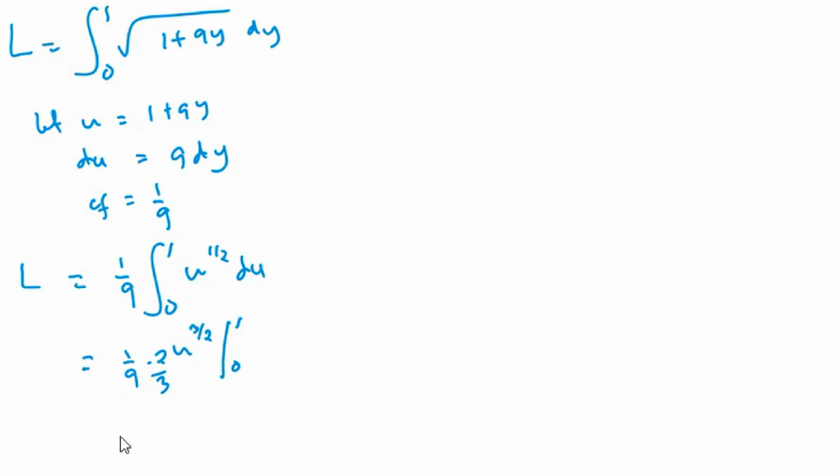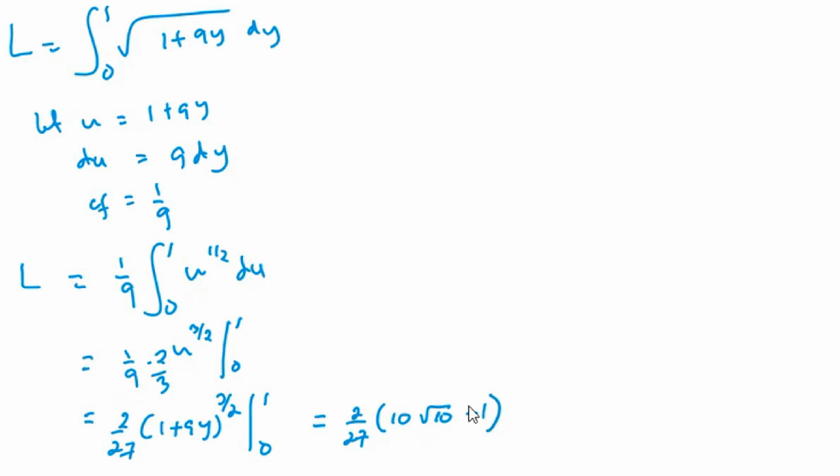Simplifying this further, this can be 2 over 27, and the meaning of u is (1 plus 9y) to the power of 3/2, evaluated from 0 to 1. Simplifying this, it will give us the answer of 2 over 27 times (10 square root of 10 minus 1). So that's now the answer for this.